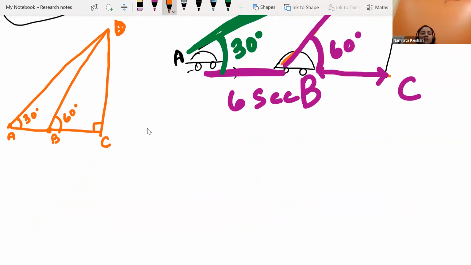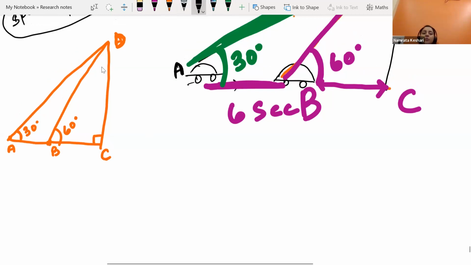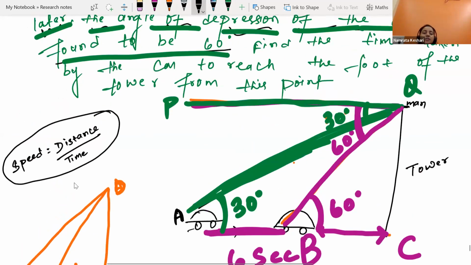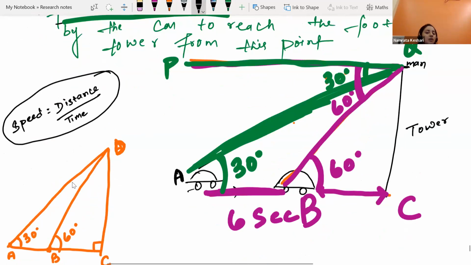Any confusion so far? Zunat, Afnan, and Aisha. No, ma'am. Let's try solving it. We don't have to find the distance; we have to find the time. But we know there is a formula which is related to speed, distance, and time. We will be using this formula.